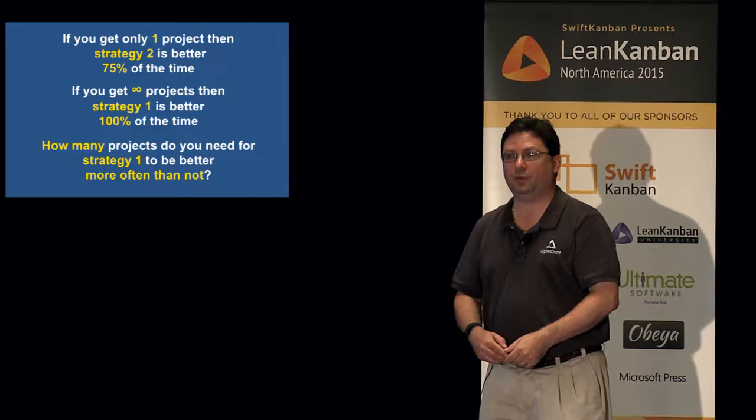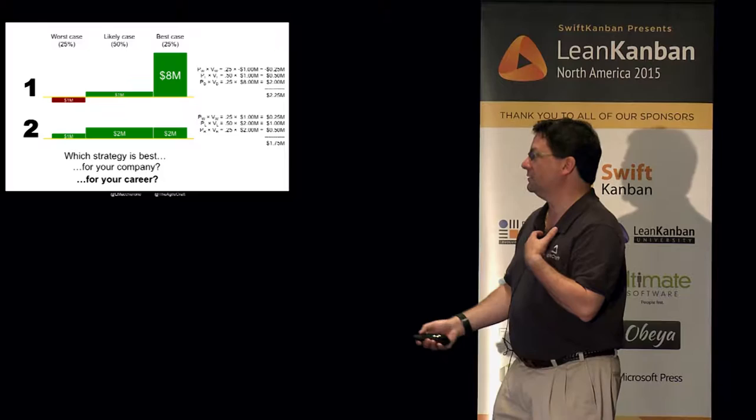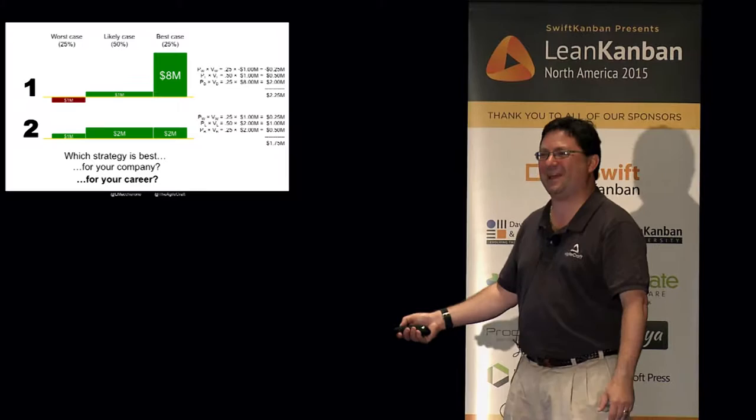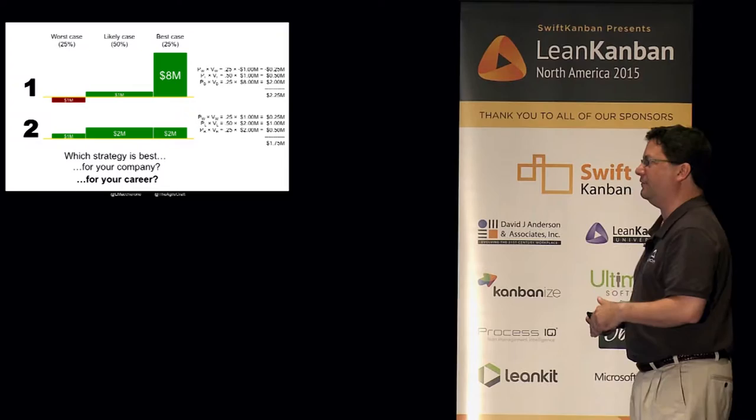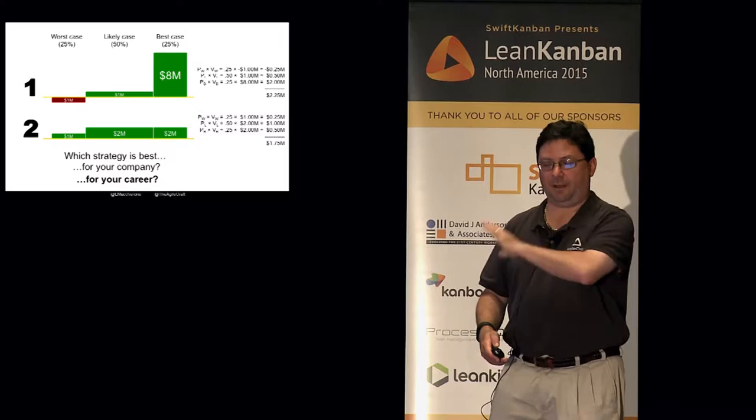So if it's for my career, and I only get to manage one project and I might get fired, then I'm going to take strategy two. But if it's for the business and I've got 10 or 20 or 30 projects to invest in this year, then maybe I need to figure out which strategy is better. So we need to know where that cutoff point is. We're going to write a little Monte Carlo simulation, and I'm going to walk through the code for that, that will give us this answer of where this trade-off point is.